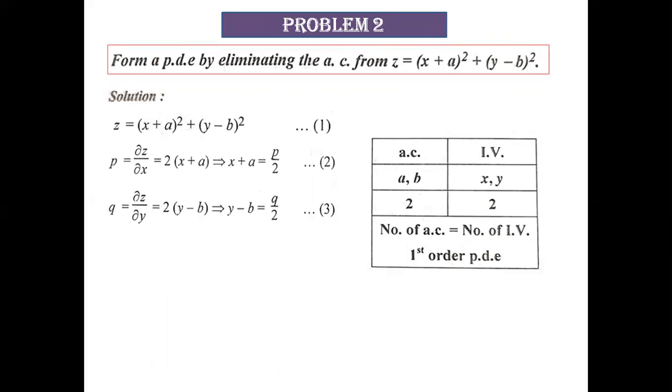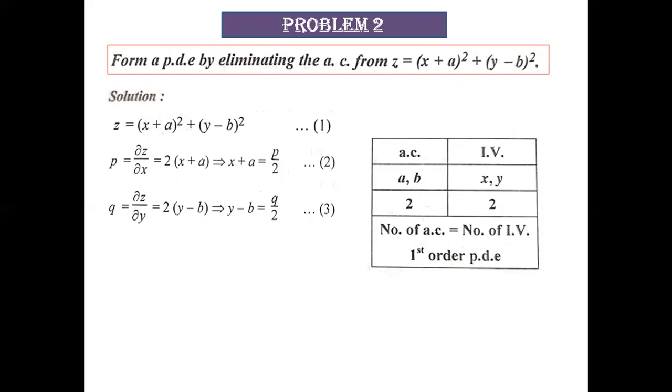So ∂z/∂x equals 2 times (x plus a) plus 0, because we partially differentiate with respect to x only, so the y term is 0. Therefore, we can easily simplify: x plus a equals p by 2.